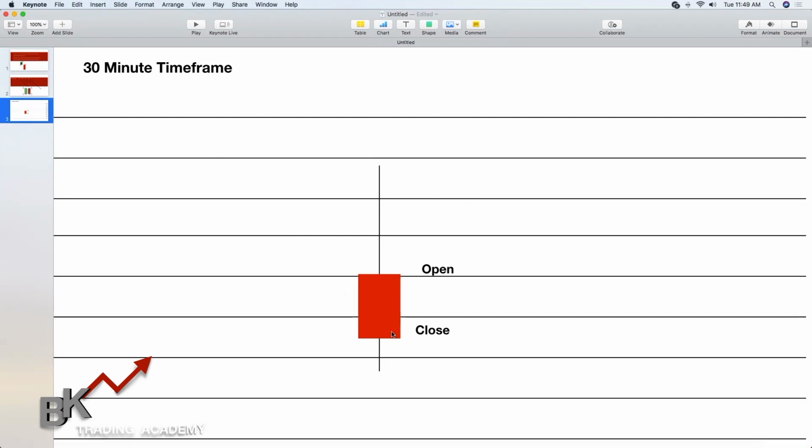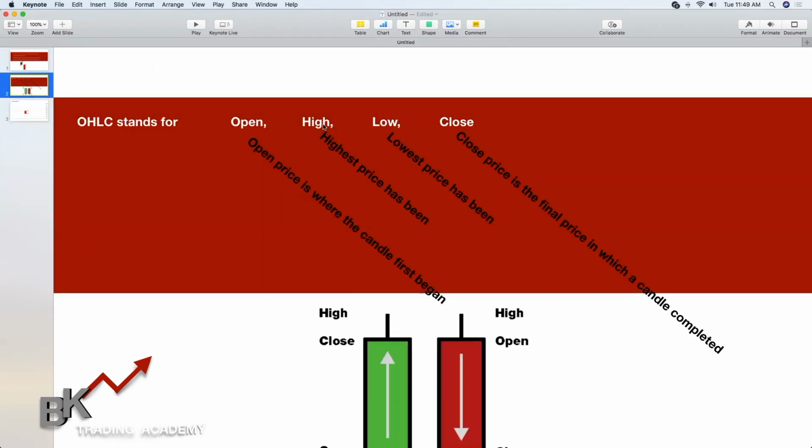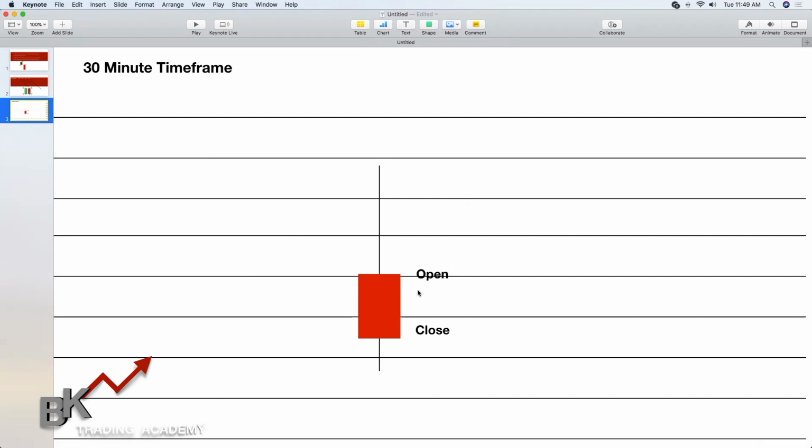So just looking at a candle, you should be able to understand the history and the story of this particular candle. So remember the open here, the close here, and let's go back to refer here. We have the high and the low. So we have open, high, low, close. And as we look at this here, we have the open. We're going to type high. Then we have the low. And then we have the close.